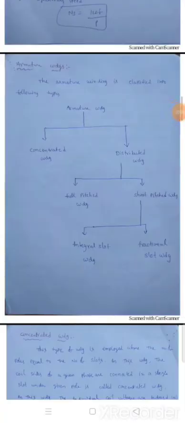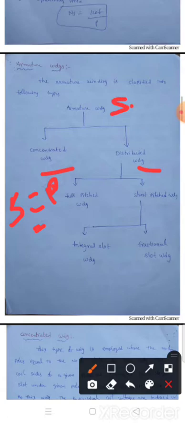The armature winding is classified into basically two types, that is concentrated winding and distributed winding. Distributed winding is further classified as full pitched winding and short pitched winding. The short pitched winding is again classified into two types, that is integral slot winding and fractional slot winding. We know that if the number of slots is equal to the number of poles, it is called concentrated winding, whereas in distributed winding the number of slots is not equal to the number of poles.